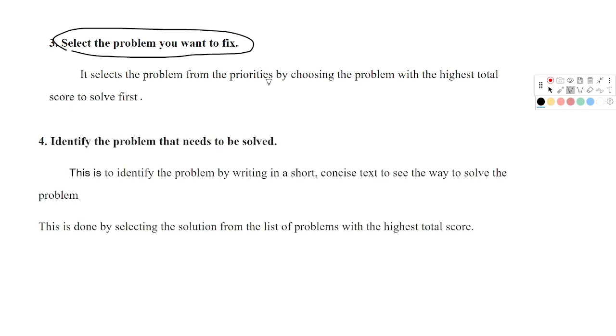Then step number 4, identify the problem that needs to be solved, okay? So after selecting the problems you want to fix, you identify the problems that need to be solved. And this is to identify the problems by writing in a short, concise text to see the way to solve the problem, okay? So you need to create a way on how to solve that problem. And this is done by selecting the solution from the list of problems with the highest total score, okay? So these are just steps you need to follow when you're summarizing your problem, okay?